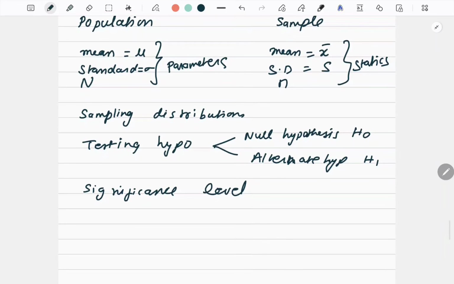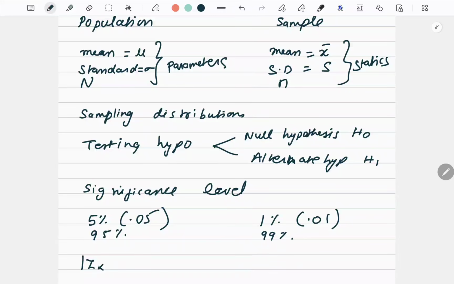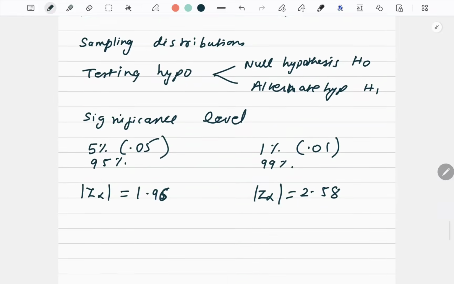This probability is conventionally fixed at 5%, 0.05, which is also known as 95%, and the other one is 1%, which is also called 0.01 or 99%. So these are the two levels we have decided. And under a two-tailed test, the value of Z alpha is 1.96 for 5%, and Z alpha is 2.58 for 1%, that is 99%.